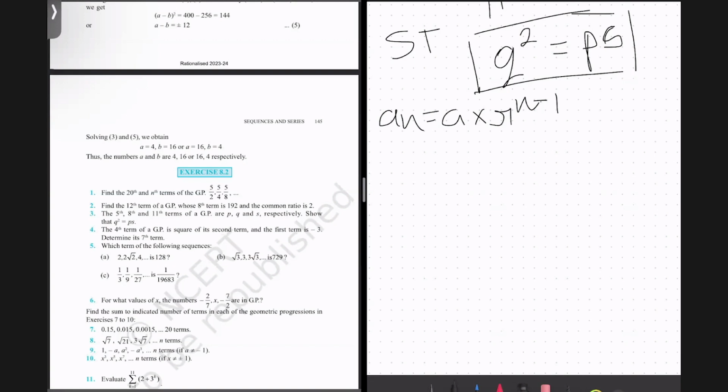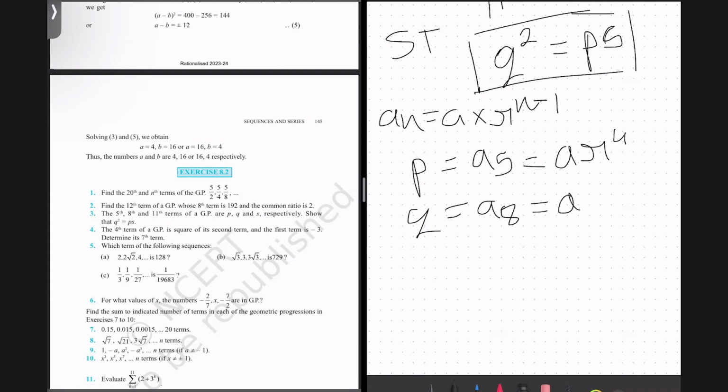P is the fifth term, so P would be A of 5, which, described by this relationship, would be A R to the power 4. Can you understand that? Because the first term is A and R is the common ratio that we have assumed. The Qth term would be A of 8, and that would be nothing but A R to the power 7. Very simple to understand, very trivial.